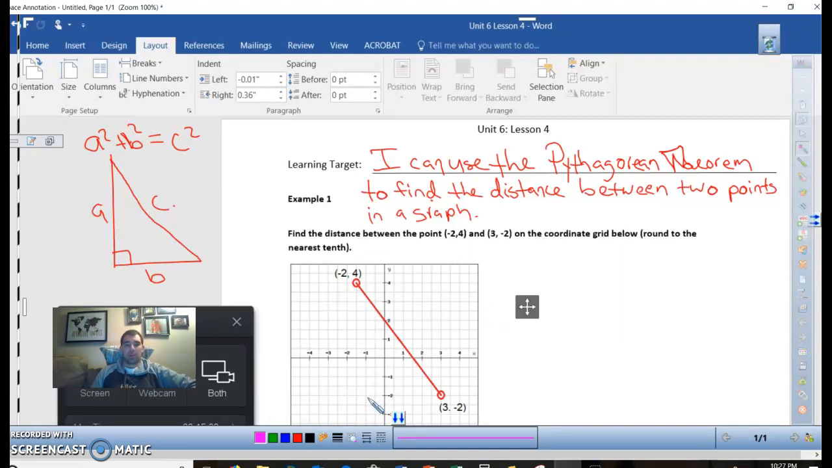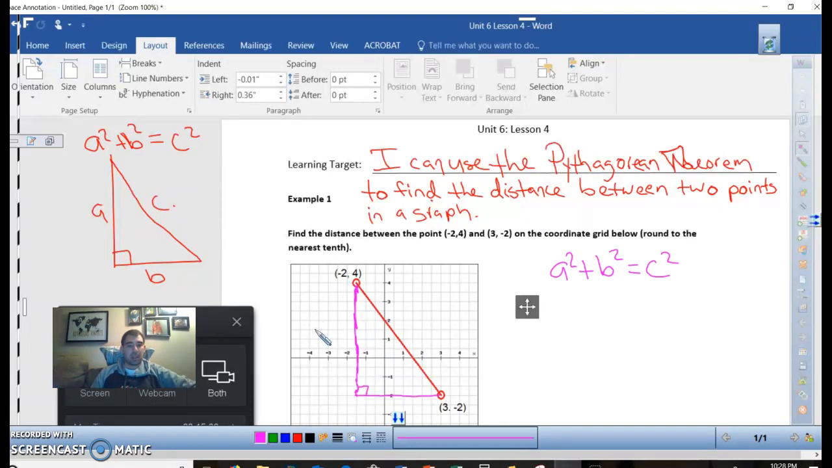So our first goal is how can we make this into a right triangle? Because the Pythagorean theorem is for right triangles. So we're going to make this into our right triangle. And there's our right angle right there. So now we have a right triangle. For the Pythagorean theorem, we need 2 of the 3 sides. A squared plus B squared equals C squared. So we need to find 2 of the 3 sides so we can find our missing side.